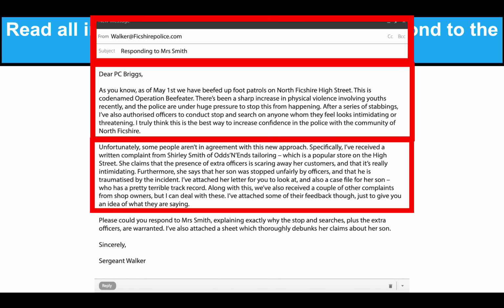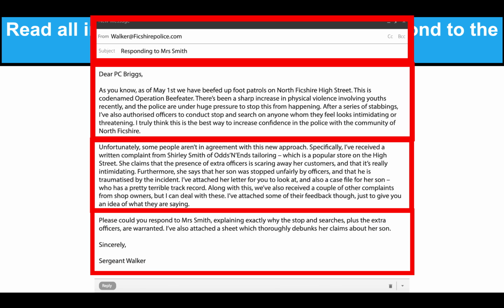I've attached her letter for you to look at, and also a case file for her son, who has a pretty terrible track record. Along with this, we've also received a couple of other complaints from shop owners, but I can deal with these. I've attached some of their feedback though, just to give you an idea of what they are saying. Please could you respond to Mrs. Smith explaining exactly why the stop and searches plus the extra officers are warranted. I've also attached a sheet which thoroughly debunks her claims about her son. Sincerely, Sergeant Walker.